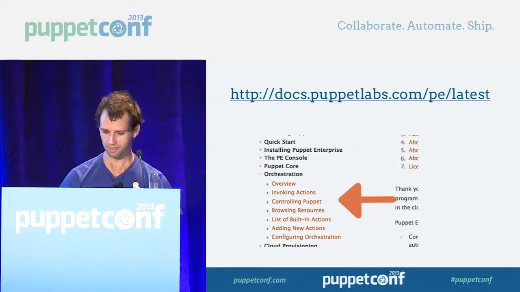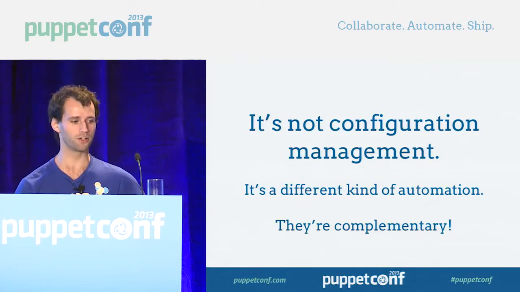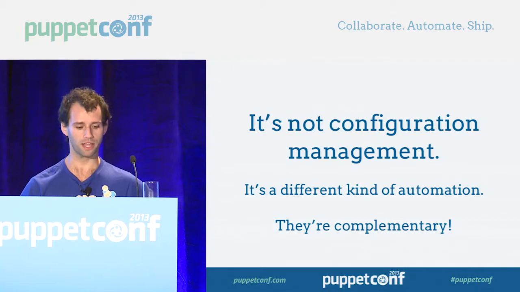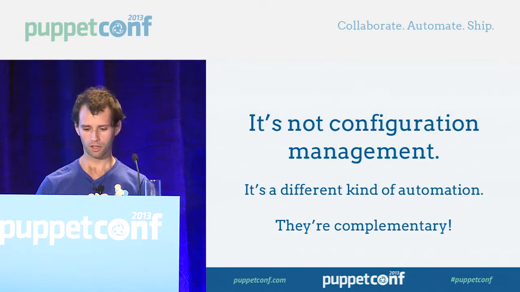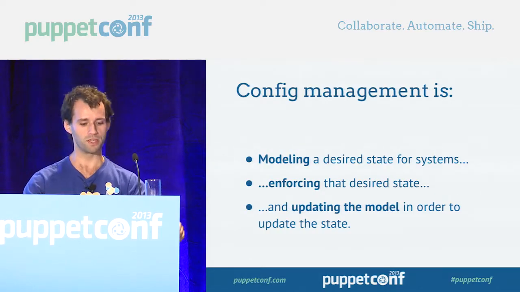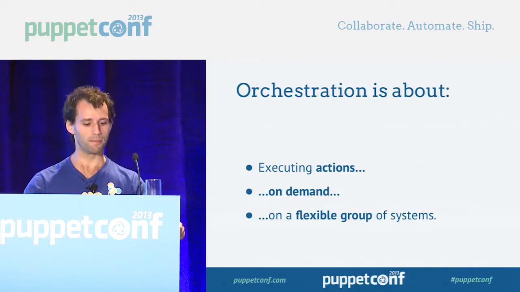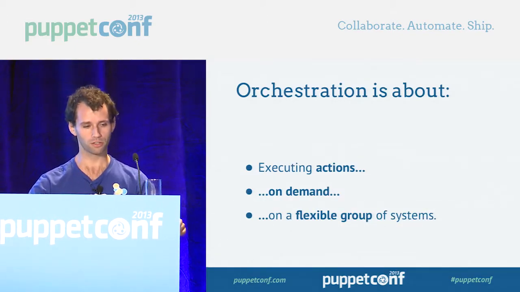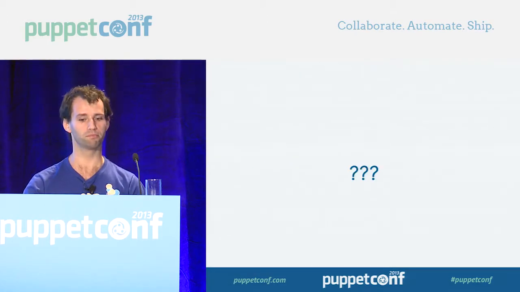Save you some time. OK, what's orchestration? It's not configuration management. It is a different kind of automation that complements configuration management. If we think about config management as being modeling a desired state for systems, enforcing that desired state, and then updating the model in order to update the state, orchestration is instead about executing actions on demand on a flexible group of systems.